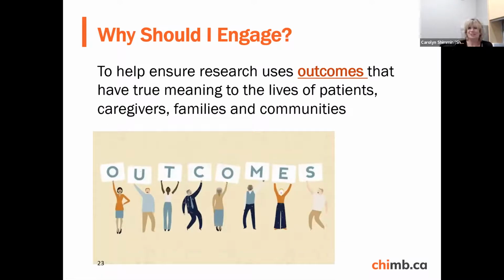We also engage to help ensure that researchers use outcomes that have true meaning to the lives of patients, informal caregivers, and communities. So an example of this would be in a study on the use of a prescription drug for stroke patients. Stroke survivors serving as patient partners on the study identified home time, or the number of days when a patient is living at home, not hospitalized or in another institution, as a really important new outcome that hadn't been considered by the research team. And so this input from patient partners was vital in directing the study towards an outcome that they truly cared about.